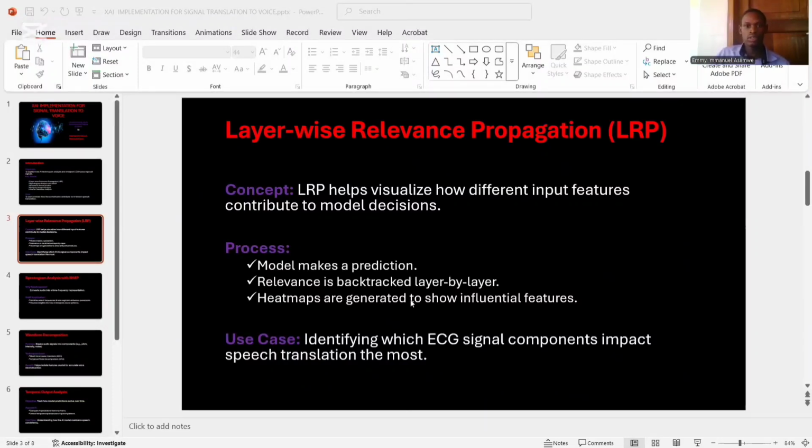What is the use case of layer-wise relevance propagation? It was to identify the ECG signal components that contribute to the speech translation. It helped us to understand the components that are very impactful in the speech translation. We were able to look at the components in the audio speeches that were very relevant in the process.